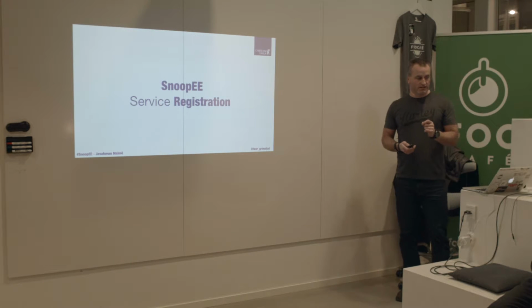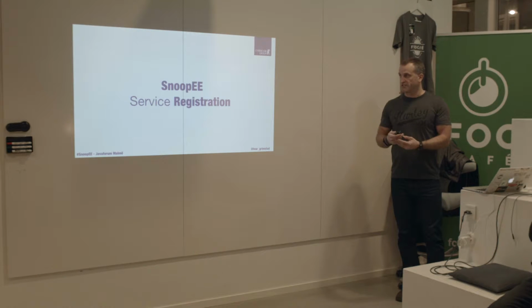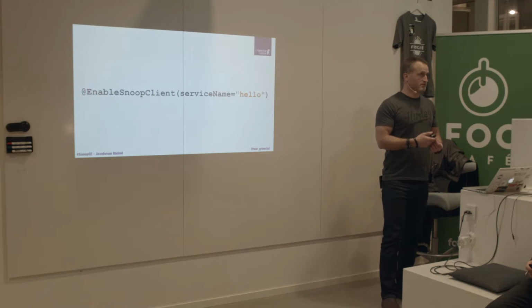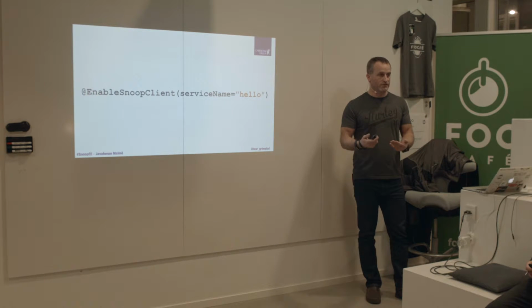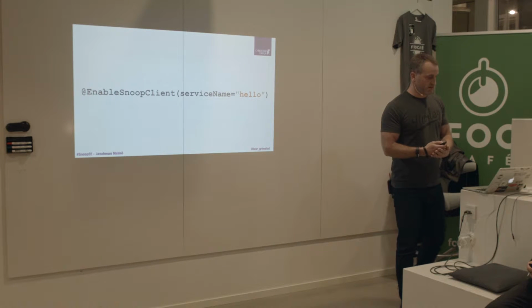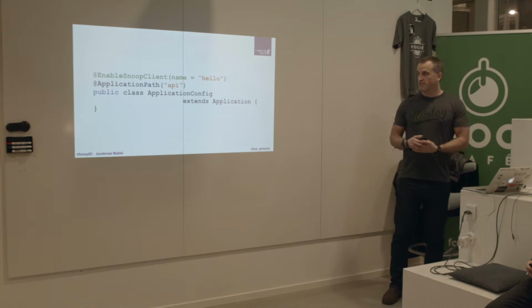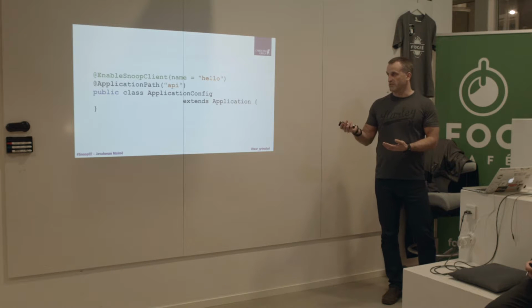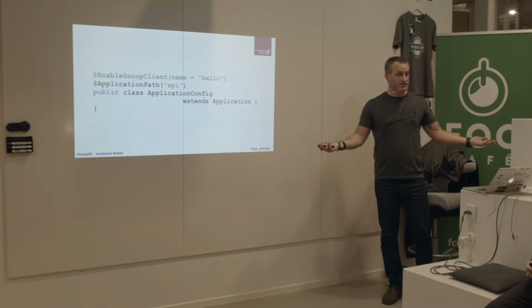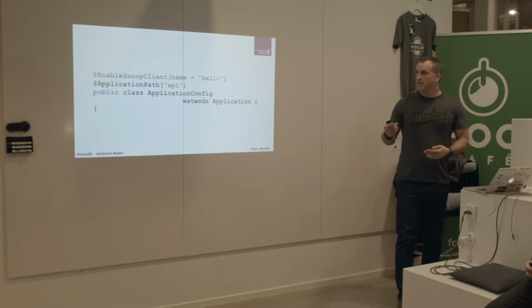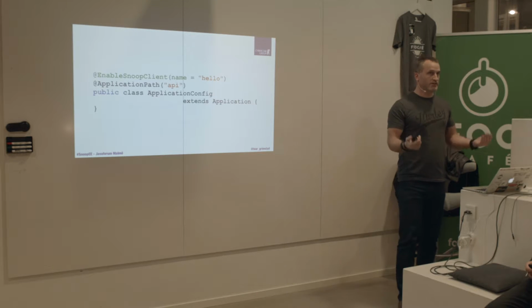So how does the service registration of SnoopEE work? Well, you just add the @EnableSnoopClient with the service name. This annotation will handle everything for you, so it's registered, ready to go. And where do you put this annotation? You can put it anywhere, but typically you do it in your application config file, where you define your API route and your REST application, because a microservice is typically a REST application. So this is pretty much exactly the same way you would do it with Eureka.